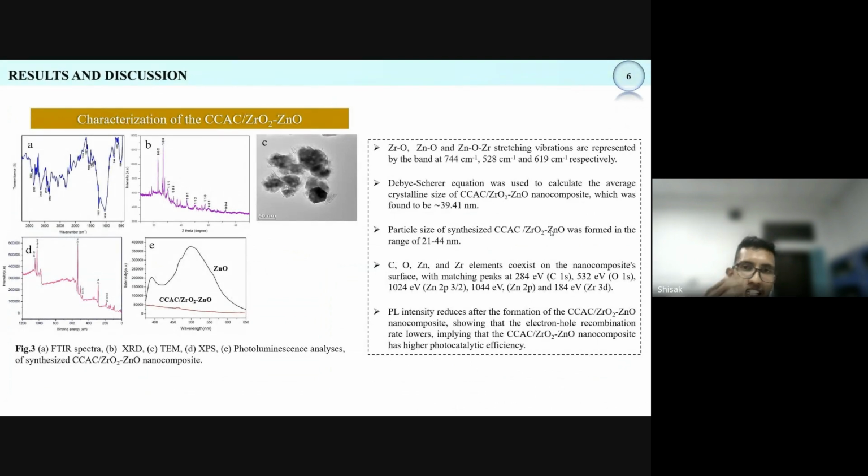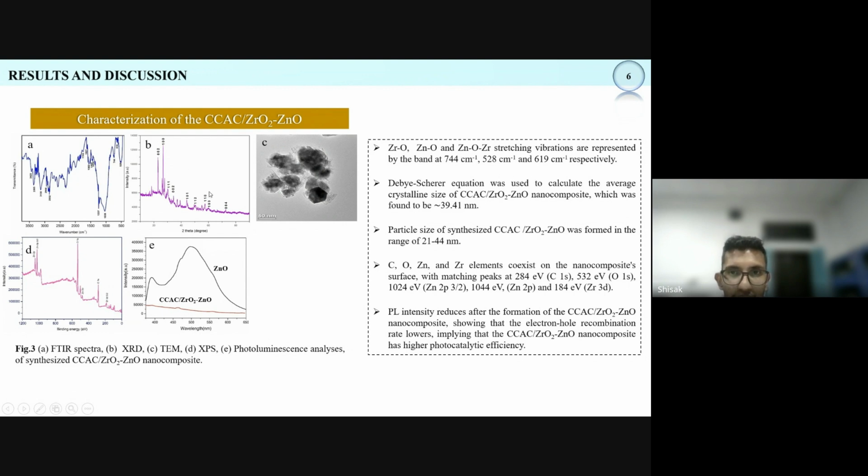This composite was further sent for characterization. These are some of the characterizations I have done, and there are some for which I have sent the samples, but I have not received the data. But from these results, what we found was that from the first FTIR spectra, we can see that at 744 centimeter inverse, 728 centimeter inverse, and 619 centimeter inverse, ZrO, ZnO, and Zn-O-Zr stretching vibrations have been observed, which confirms that the nanoparticle has been formed.